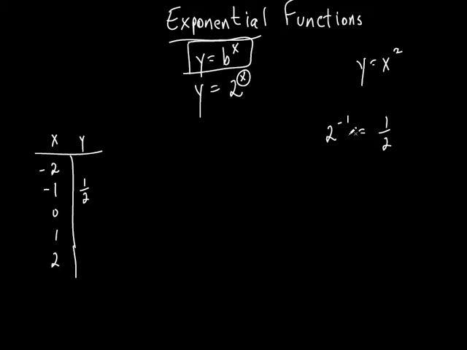So now we kind of remember a little bit about this inverse stuff. So let's put a -2. So it's going to be 2 to the -2, right? Because 2 is our base, and we take it to whatever x we're going to stick in there. So 2 to the -2 is this.